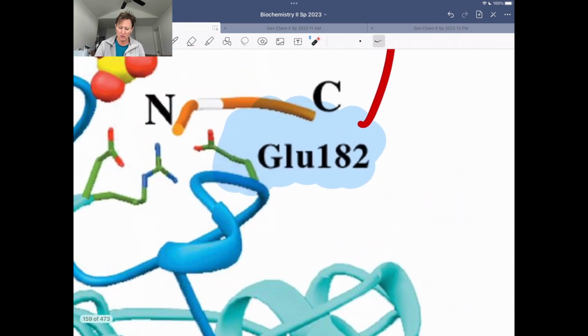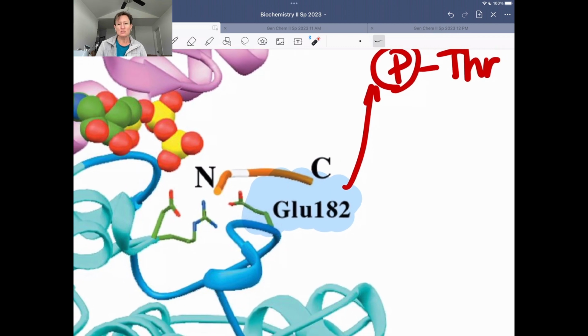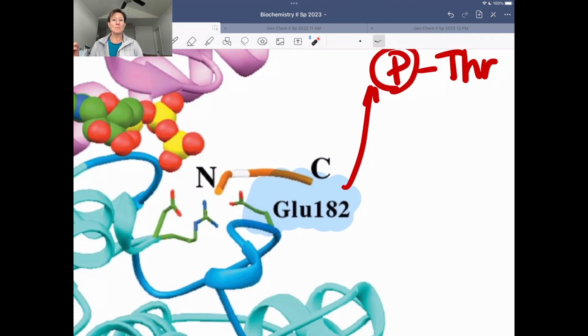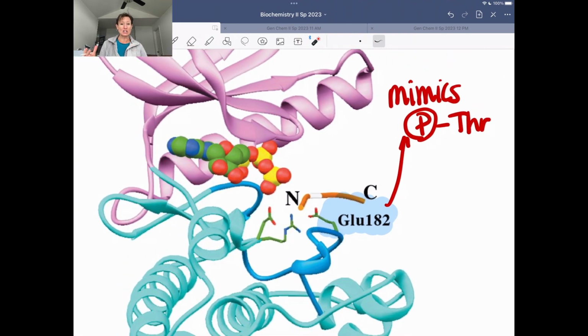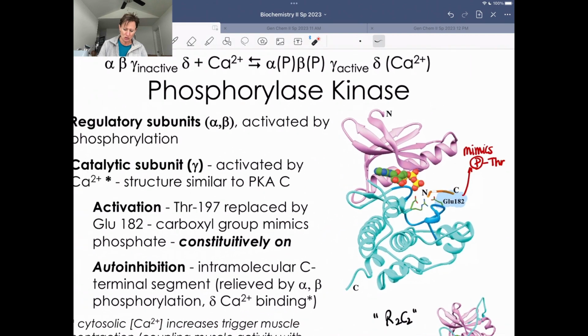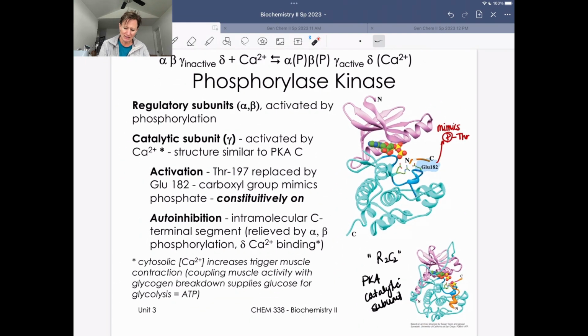What we have here with phosphorylase kinase is we've got a phosphomimic that's in there. It is a residue that mimics a phosphorylated threonine residue. So it's always active. So looking back at the words that we have over here, we've got that threonine 197 that's replaced by a glutamic acid. So that makes this enzyme what we call constitutively on. It's a fancy word for just saying always on.